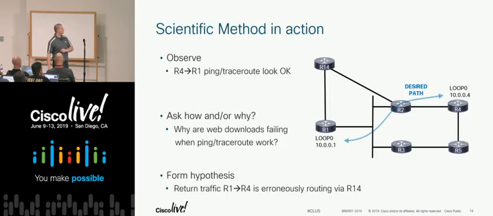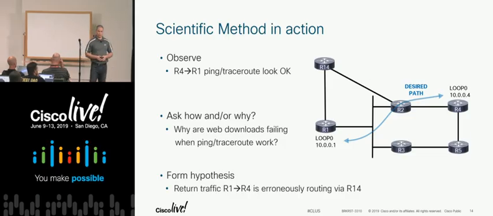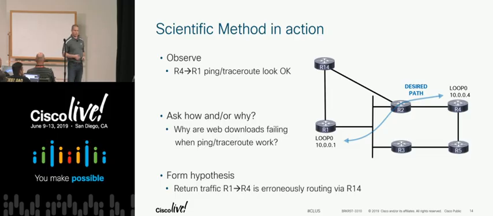And this is what we've been told. So let's use our scientific method here. Now I'm abbreviating the steps a little bit, but let's think about it. Why is it working? Or I should say, why is it not working? Or what can we observe from the current environment? As we're going to see shortly, our ping and trace route are going to look just fine. From R4 to R1, it's going to follow through R2 like we expected it would. Then we have to ask the question, why are they failing when ping and trace route work?